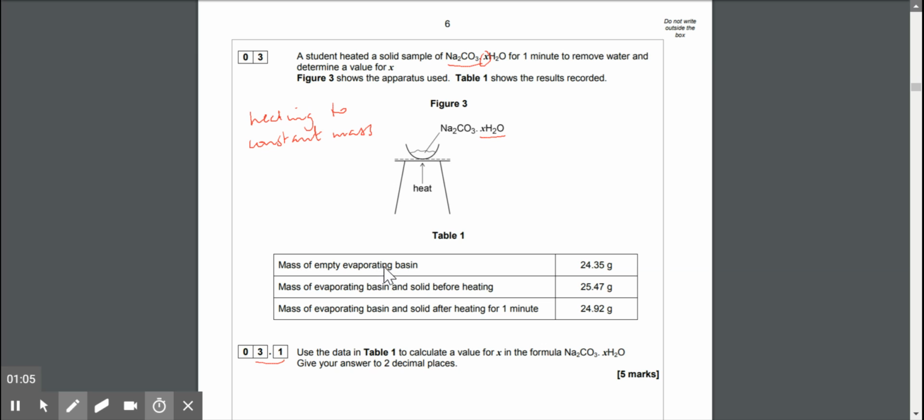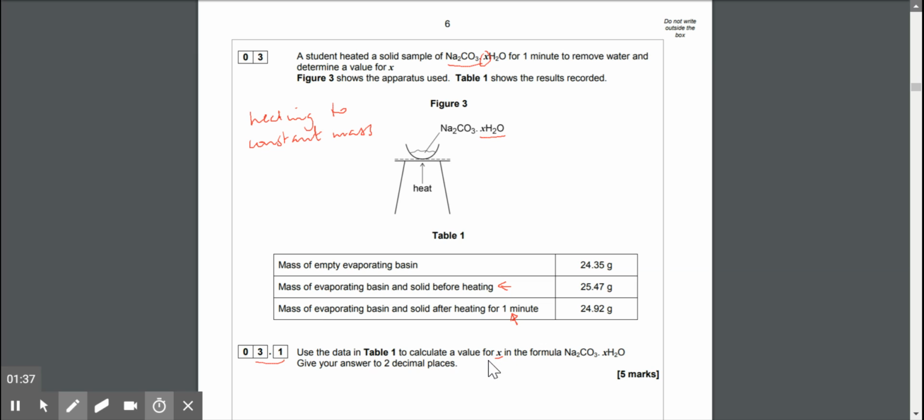So we've got the mass of the empty evaporating basin, and then solid before heating. So that's with the water, crystallized water. This one is with the crystallized water. And supposedly this is the one without the crystallized water. Although, as I just said, I suspect that it's not. And they're going to ask us about that in a subsequent question. Okay, so let's see. What we have to do is work out the value of x.